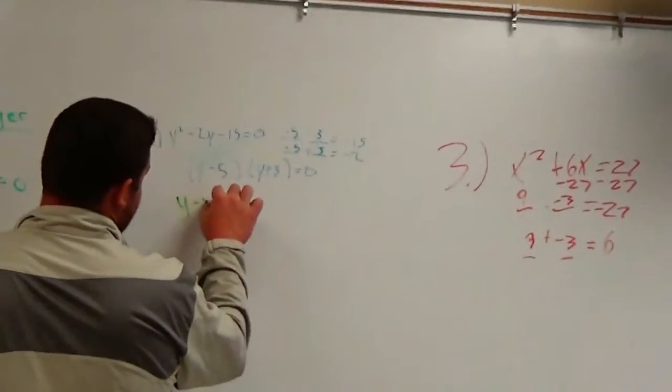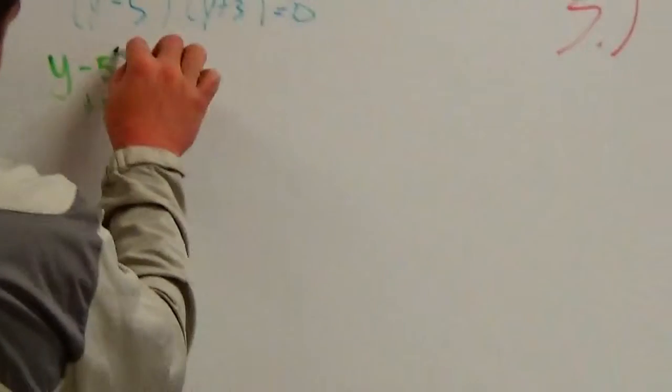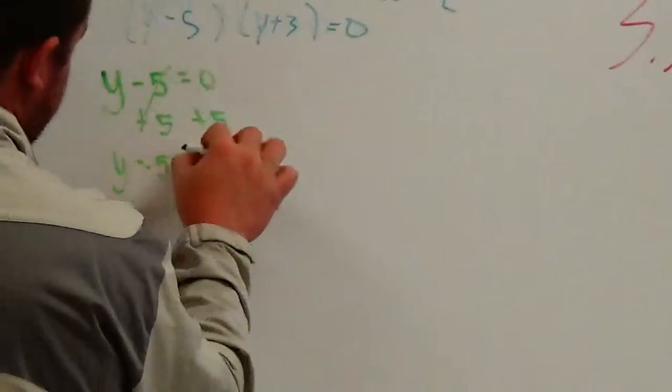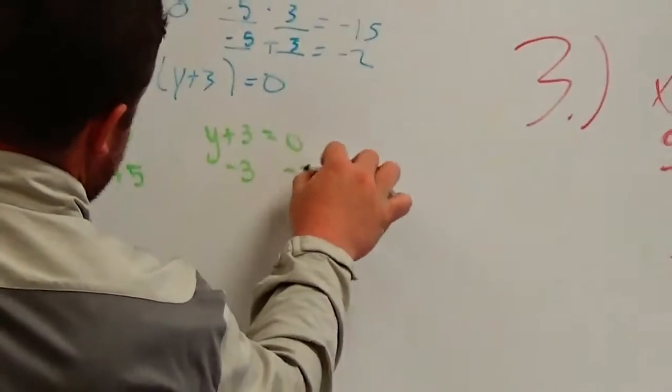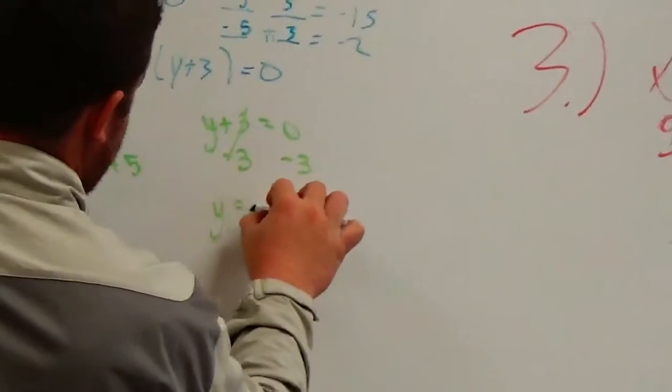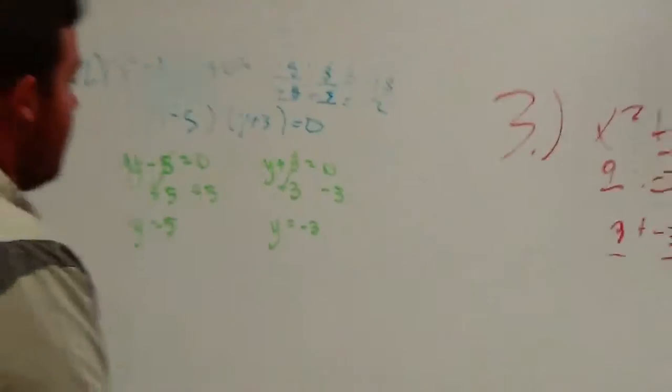Y minus 5 equals 0. So add 5. Y equals 5. Y plus 3 equals 0. Subtract 3. Y equals -3. Alright, those are your two answers.